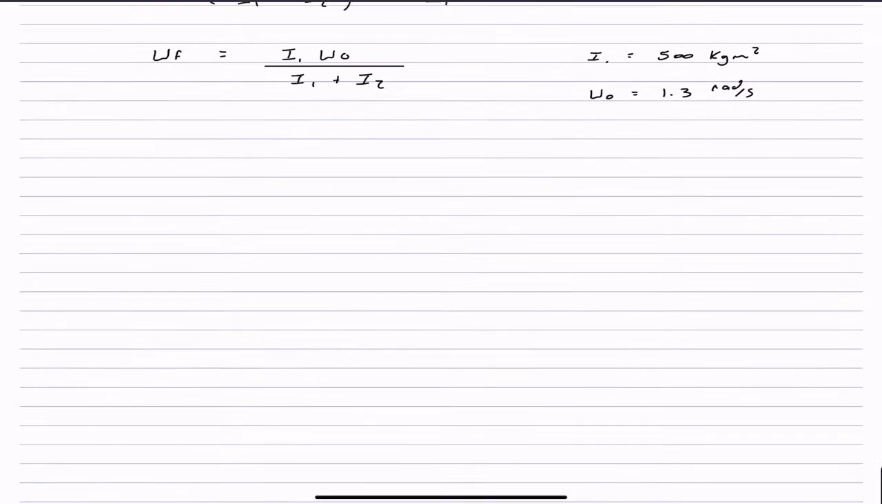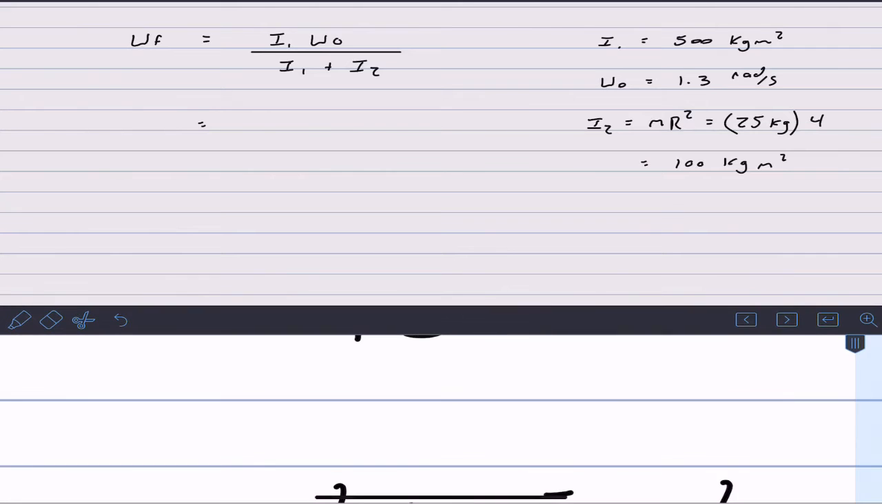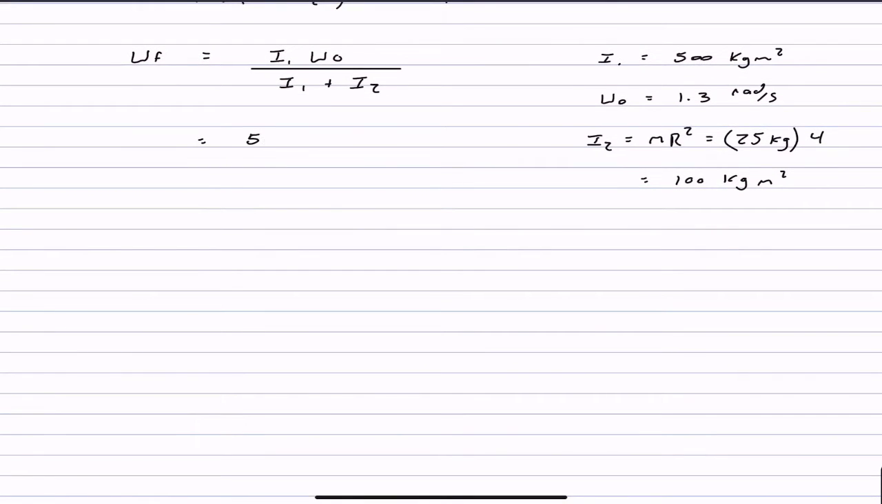So that's m r squared. So I2 is equal to m r squared, and that's going to be equal to, we're told the child is 25 kilograms times r is 2 meters, so that's times 4, which equals 100 kilograms meters squared. So that means that this is equal to 500 times 1.3 over 500 plus 100, which is 600.